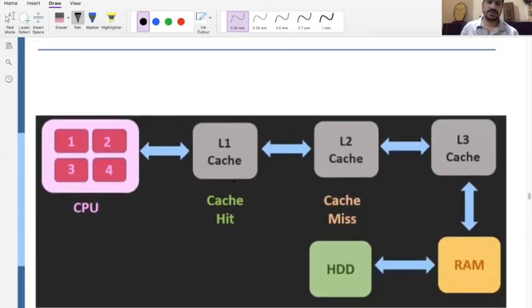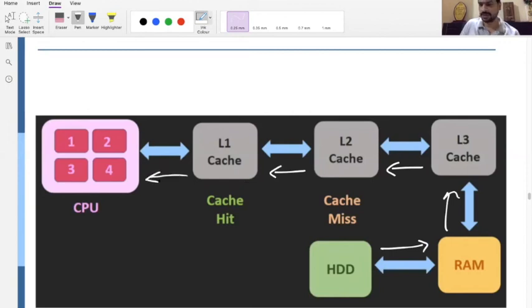So this is the process flow of how your data is going to be processed. It starts with the hard drive, or the secondary memory. From the secondary memory, the data will go to the main memory. From the main memory, it will go to the L3 cache, from the L3 cache to the L2 cache, and from L2 to L1. Let me tell you, L1 cache is inside the CPU. It looks like it is outside, but it is inside the CPU. And from the L1 cache, the data will go to the CPU.